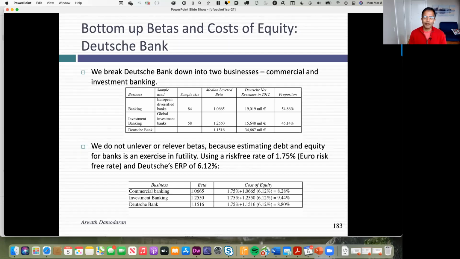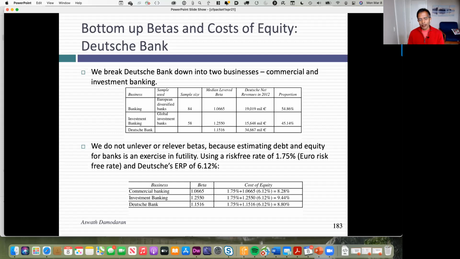There are 2 things I'm doing differently here than I did with Disney. I want you to spot what's the first step. There seems to be a step that I'm skipping with Deutsche Bank's beta that I went through with Disney and Vale and Baidu and Tata Motors. What's that step that I'm skipping? You're not considering the debt to equity. I'm not unlevering and relevering.